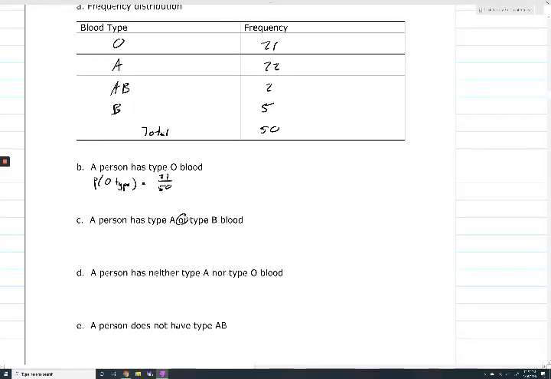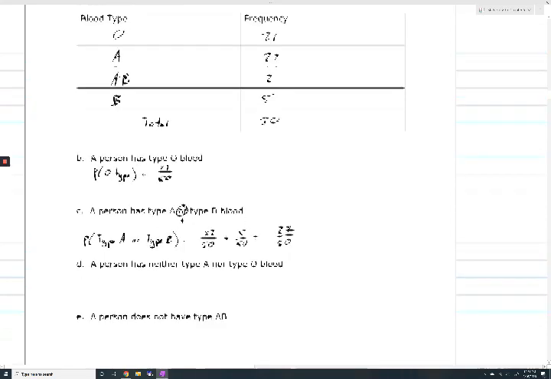Type A or type B, or is addition. So this is the probability of type A or type B. Well, that means we had 22 people with type A plus 5 people with type B for a total of 27 out of the 50 people had type A or type B.